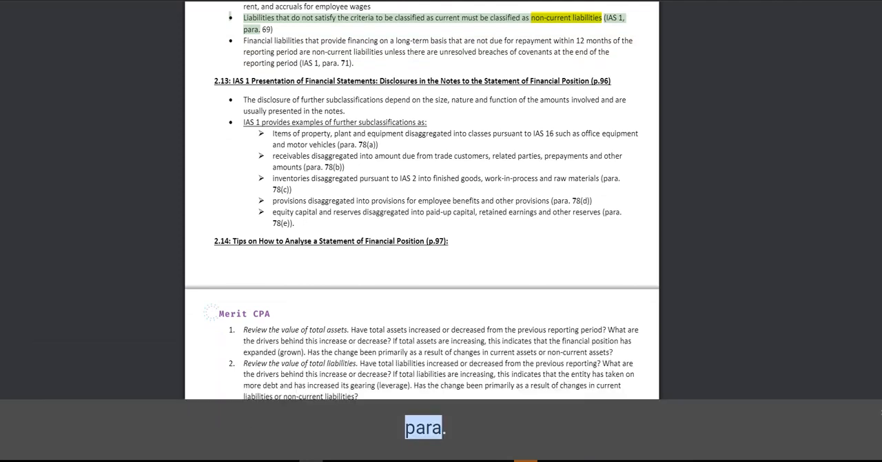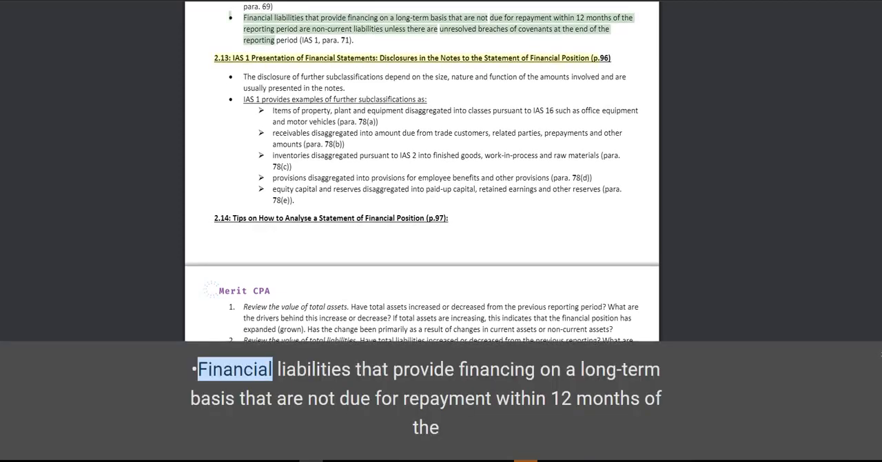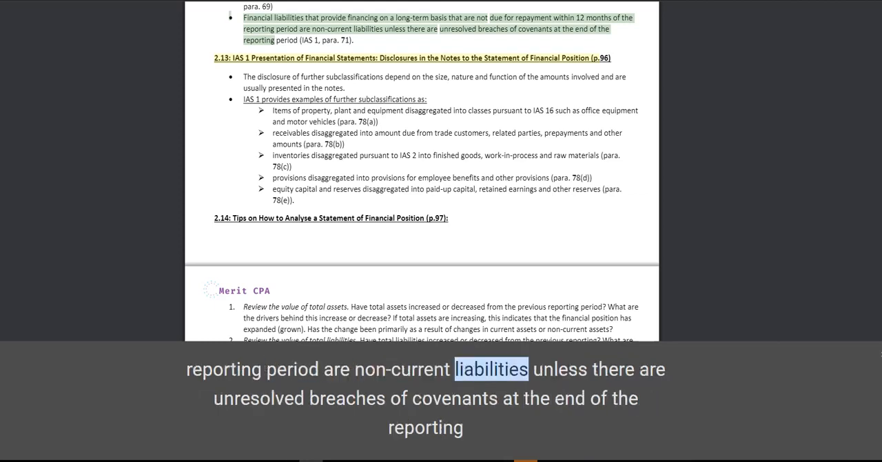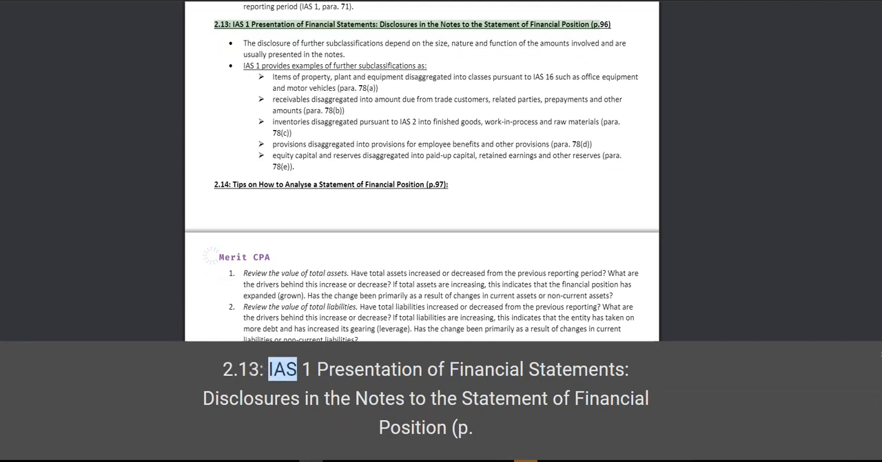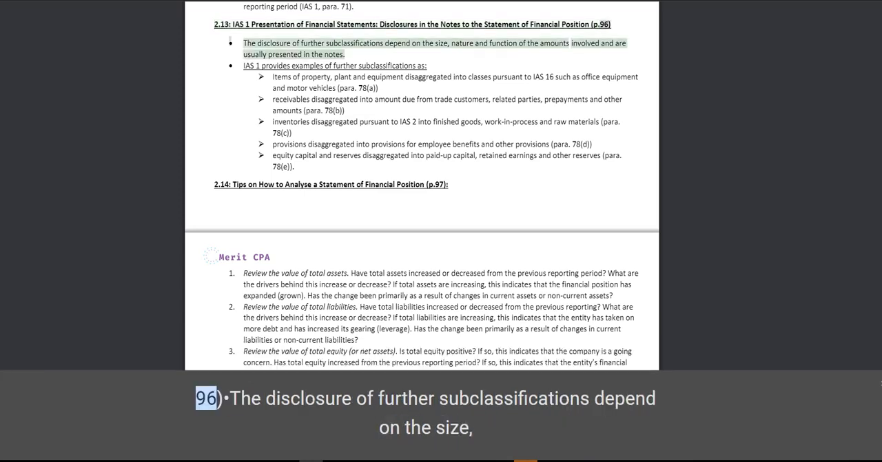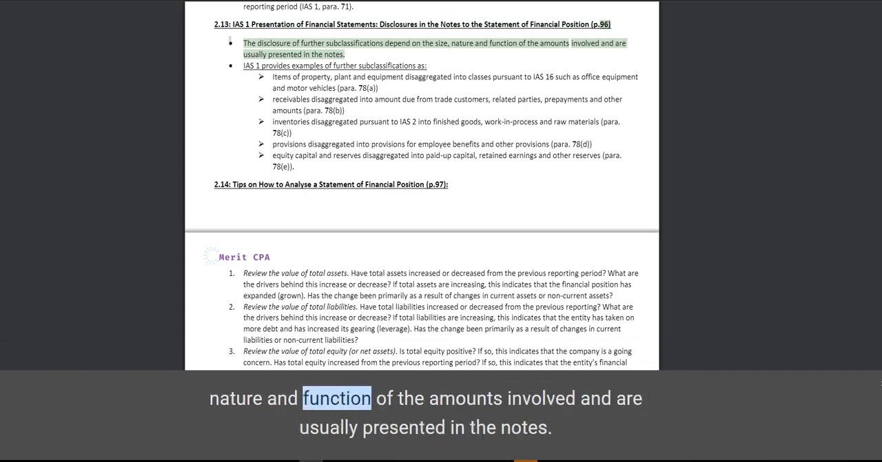IAS 1, para. 69. Financial liabilities that provide financing on a long-term basis that are not due for repayment within 12 months of the reporting period are non-current liabilities, unless there are unresolved breaches of covenants at the end of the reporting period. IAS 1, para. 71. 2.13. Presentation of financial statements. Disclosures in the notes to the Statement of Financial Position. P. 96. The disclosure of further subclassifications depends on the size, nature and function of the amounts involved and is usually presented in the notes.